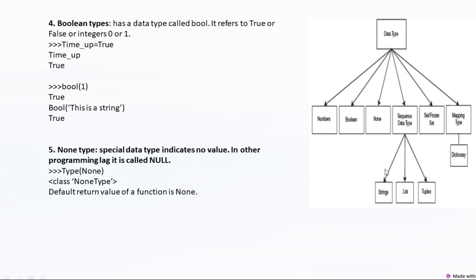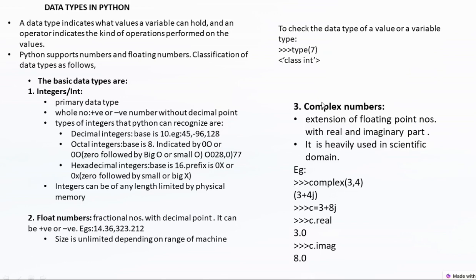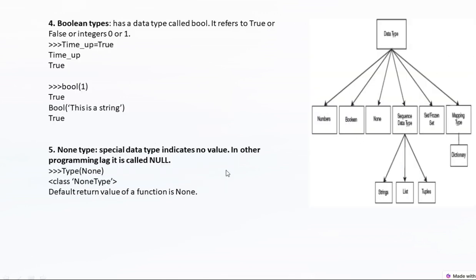This is very important to write this diagram, this will also carry some 2 marks. So data types are classified into numbers, boolean, none, sequence data type, set, and mapping type. So under sequence you have strings, you have list, you have tuples. Under mapping type you have dictionary. Okay, we'll see each one of them. So very important to write this chart.